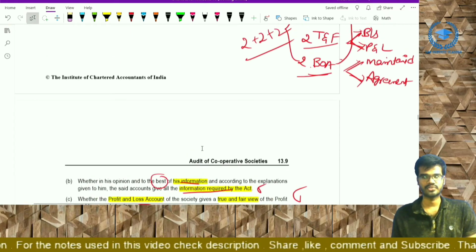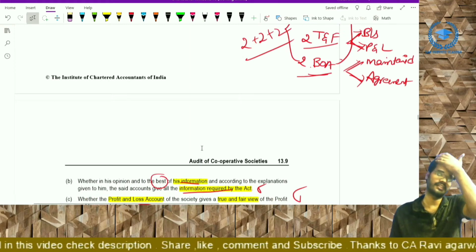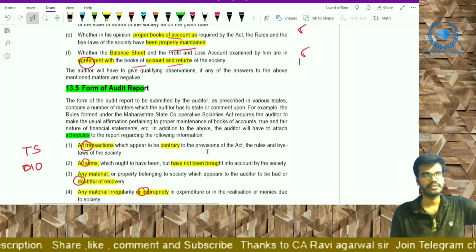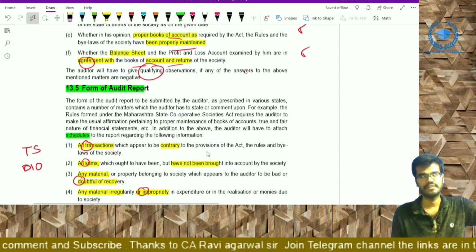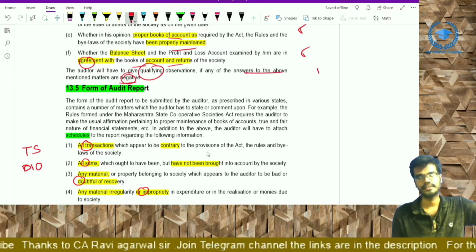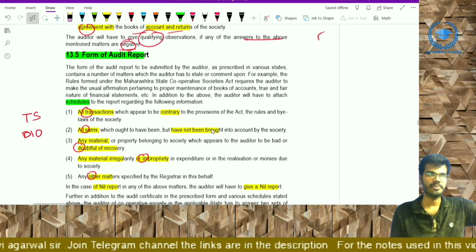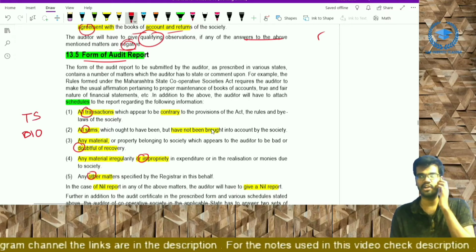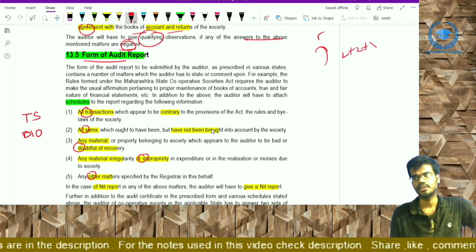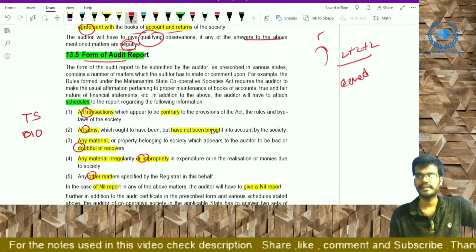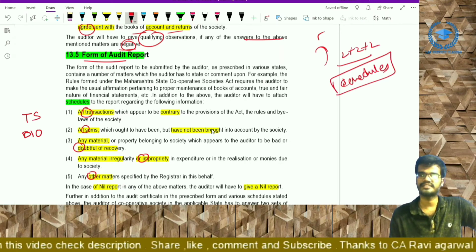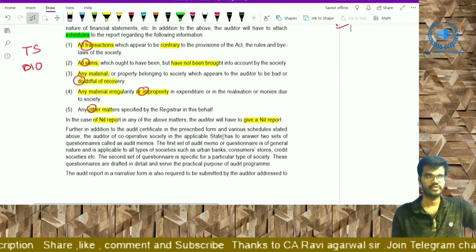These are the 2 plus 2 plus 2 formula, that is audit report in case of cooperative society, right? The auditor will have to give qualifying observations if the answers to the above questions are negative, right? This is one important point. And coming to the form of audit report, along with this reporting 2 plus 2 plus 2, the auditor has to attach to that particular report as schedules, right? The schedules are as follows.